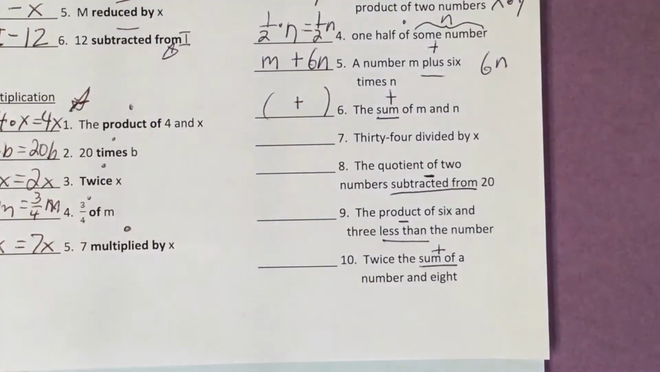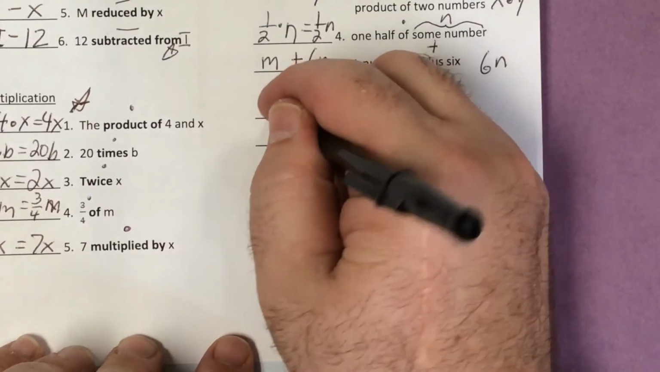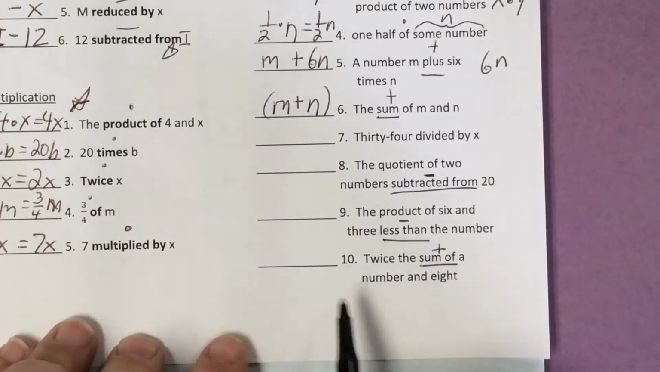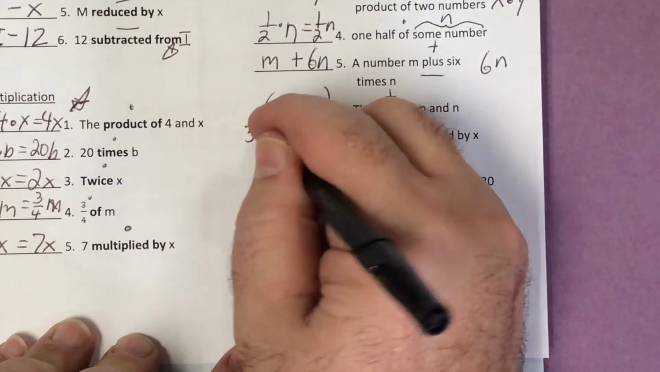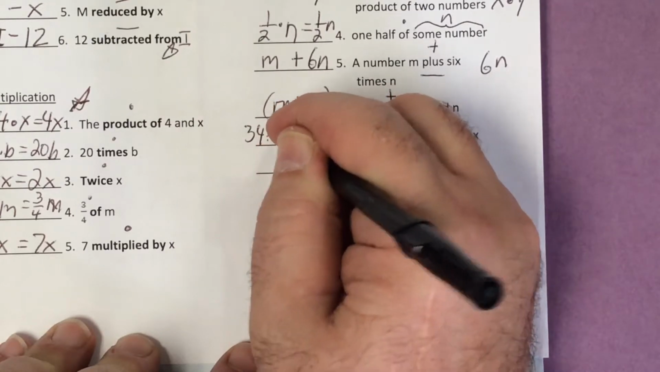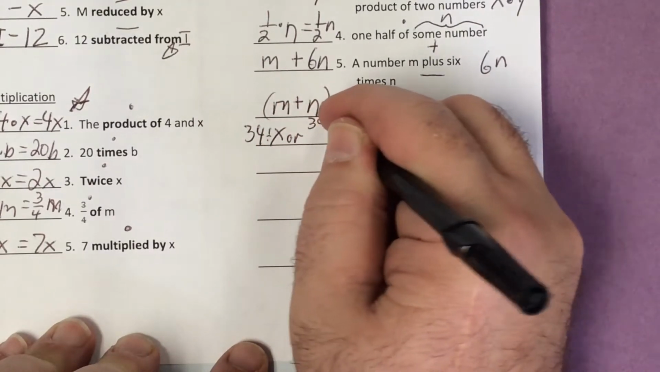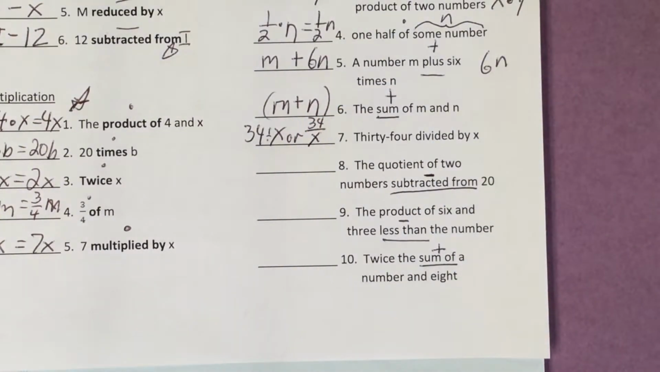I'm going to put a parenthesis around this, because what I want to do is try to capture the fact that I'm adding two things together. What are they? M and n. So it's going to be m plus n. 34 divided by x. So you can write this as 34 divided by x. Or you can write this, and this is the one you're more likely to use, 34 over x.